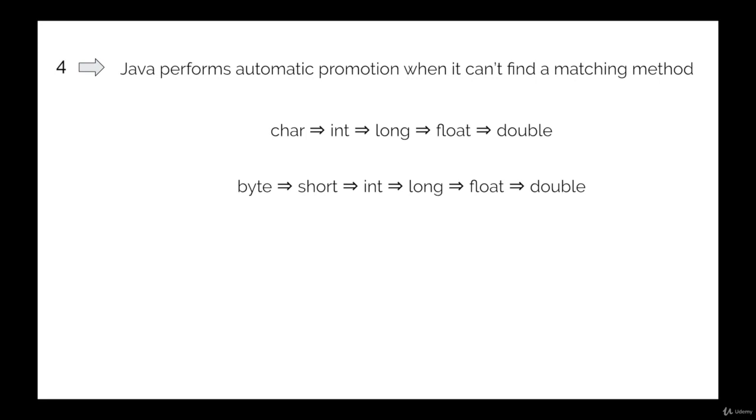In this lecture we are going to continue with the rules for method overloading in Java. In the last lecture we discussed around 4 rules. We also took a look at how Java performs automatic promotion when it doesn't find the matching method. So let's go further and understand the remaining rules in method overloading in Java.